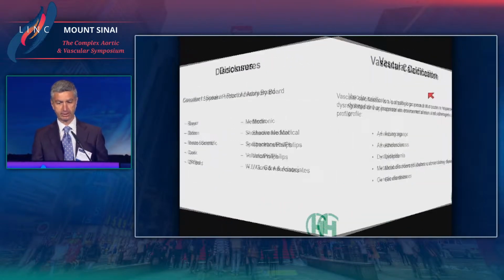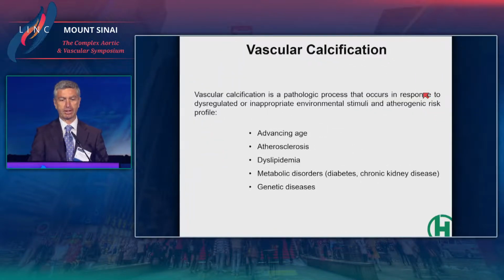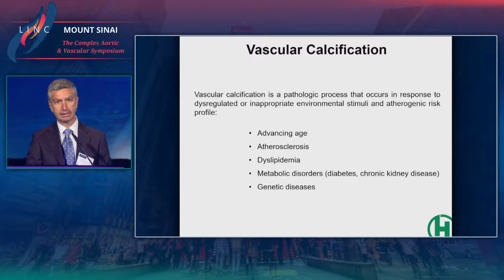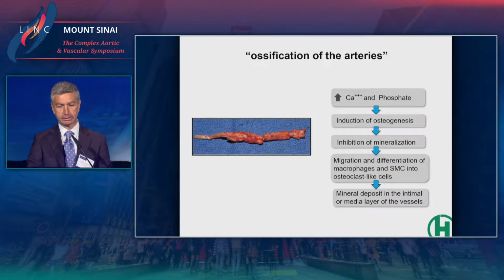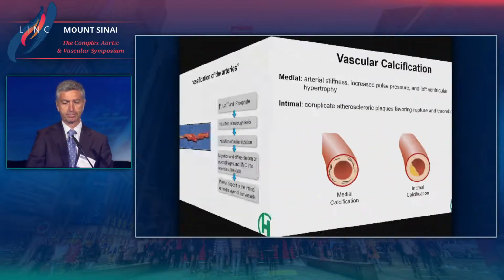So again, the disclosures. Now, we know that when we talk about vascular calcification, this is really a pathology. And this is correlated to some risk factors generally connected to the age, to some metabolic disorders, and also some genetic disease. This is just to show you the cascade, the reason why we can have a heavy calcified lesion. And in this condition, we generally talk about ossification of the arteries because we have a complete alteration or modification of the vessel wall.